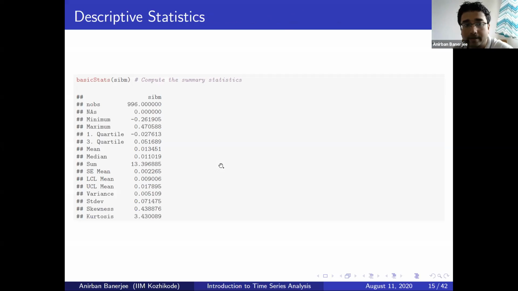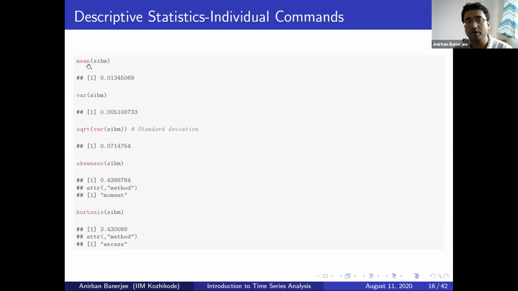So this is how you calculate descriptive statistics from the total data. If you don't want all of these parameters, if you are looking for only certain parameters, that is also possible. You can refer to them individually.